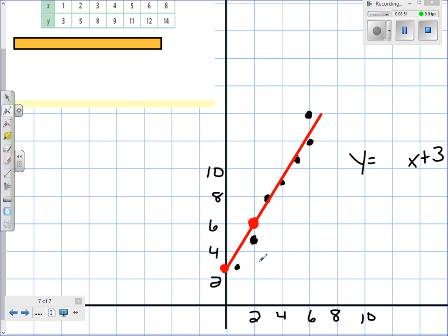Now I've got to look at my slope. I'm going from 0 over to 2. So over 2 steps. Remember, over's on the bottom, run's on the bottom. And I'm going up from 3 to 6. So that change would be 3. It is a positive slope, so my slope would be 3 over 2, and the equation is y equals 3/2 x plus 3.